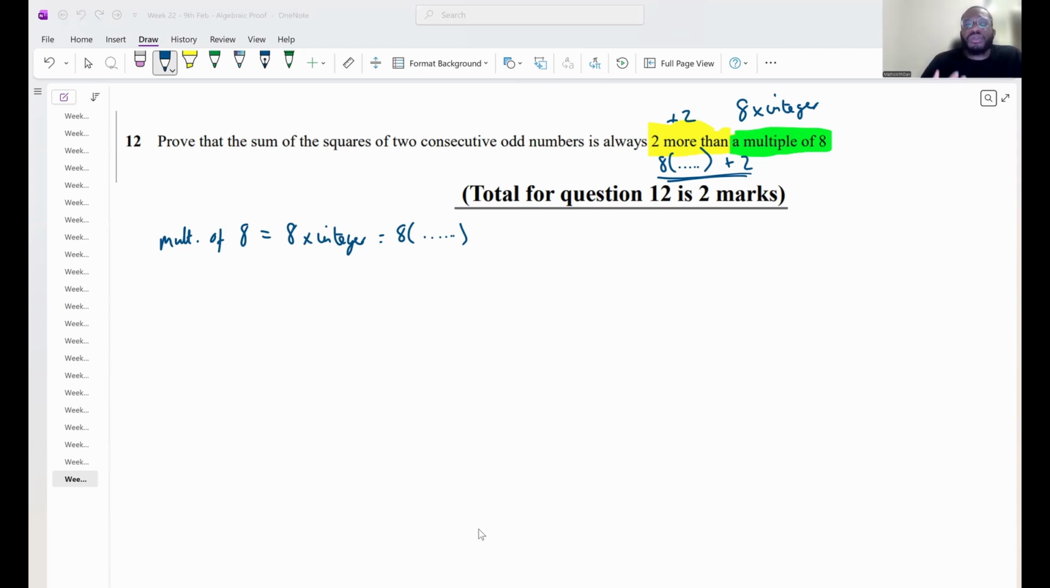So what we need to look out for in this question is to hopefully use algebra to get an expression where we have eight times something plus two. Now, the next part is we've got a sum. We know that's a plus, but it says the sum of the squares. So let's write a sum, and then it says squares. What can I put in the power?